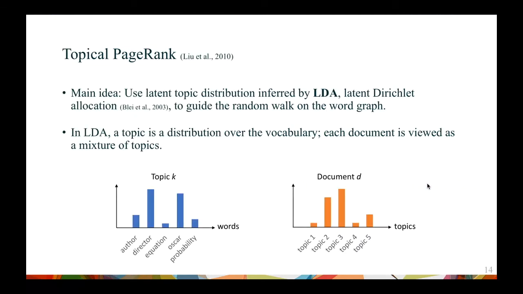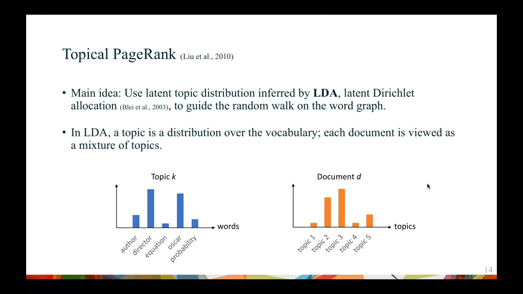So, okay. One of the state-of-the-art approaches for graph-based ranking for key phrase extraction is this topical PageRank idea. The main idea is to use topic modeling, LDA. LDA is one topic modeling algorithm, and the idea is to use the information extracted from the topic modeling algorithm to guide the random walk on the word graph.